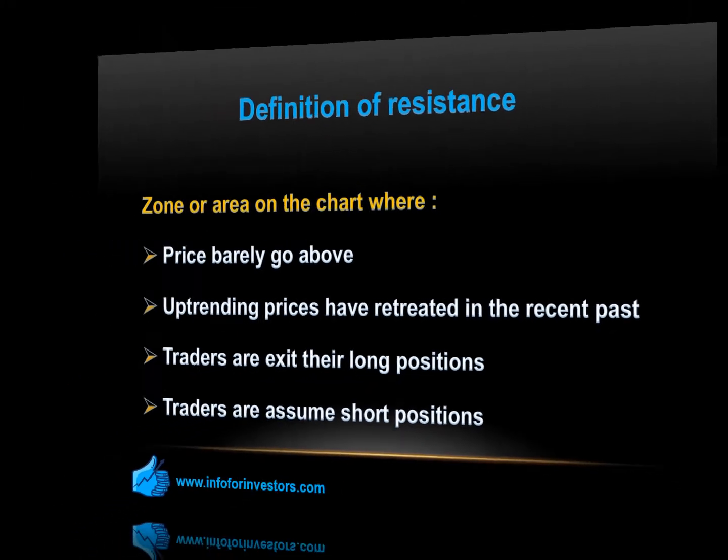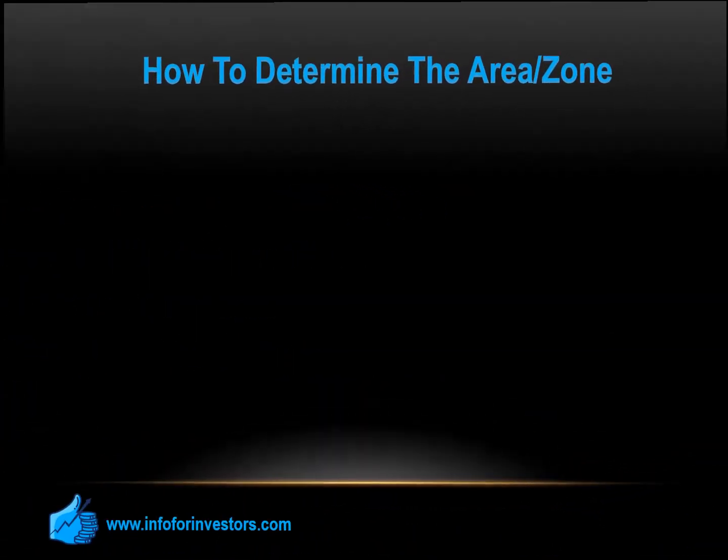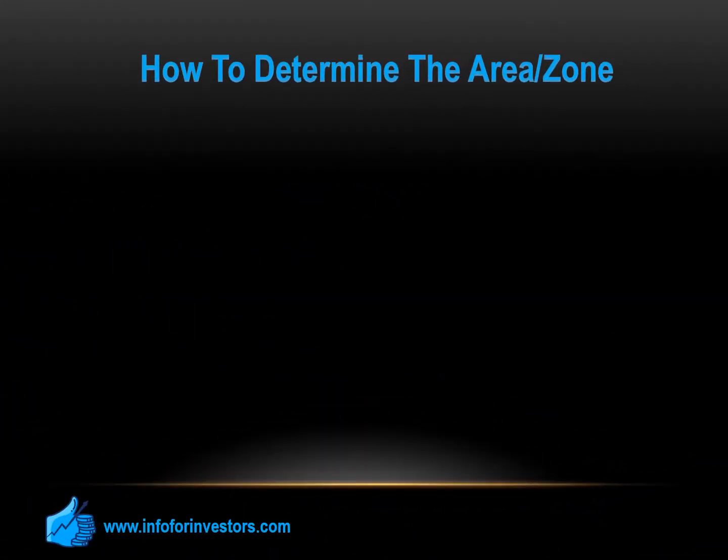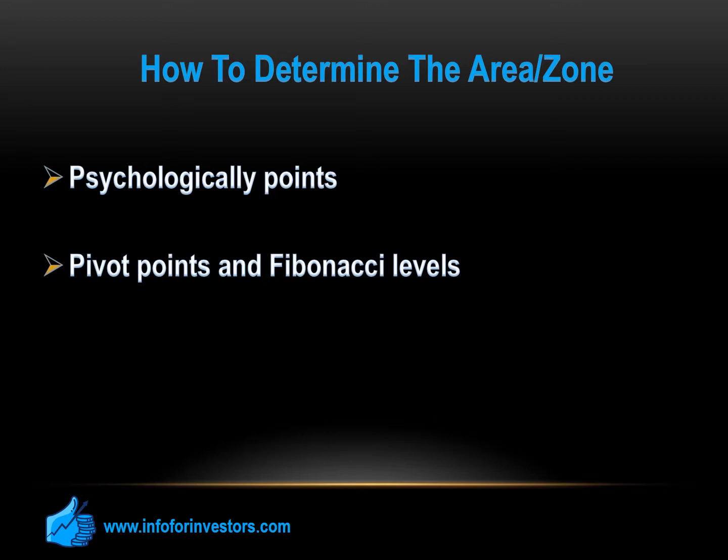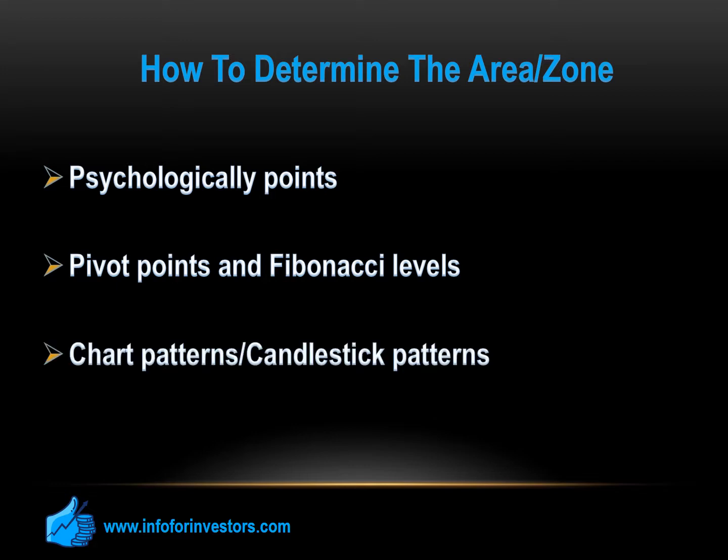There are three ways we can define support and resistance. Determine support and resistance areas using psychological points. Determine support and resistance areas using indicators such as pivot points and Fibonacci levels. There are also price action tools used in determining support and resistance. These tools can be chart patterns or candlestick patterns.